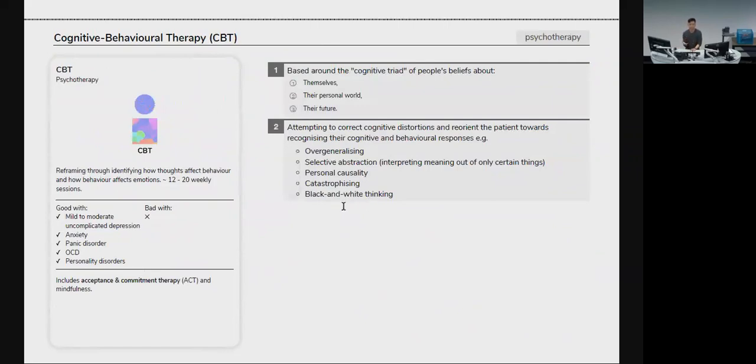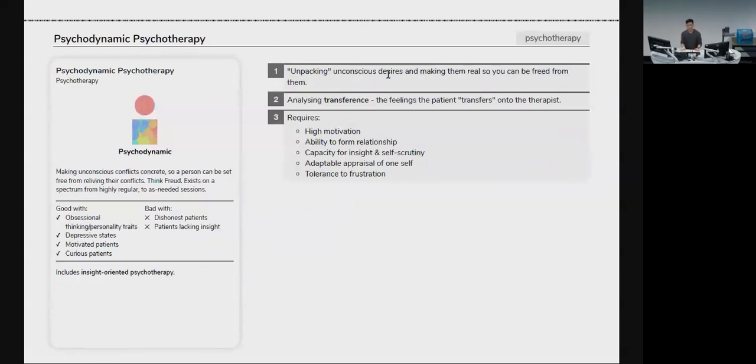So there are these cognitive distortions, which are changes in your perception of reality that cause you to feel hopeless or sad or anxious in some way. And in that respect, CBT is trying to correct those cognitive distortions. So it's good for things like depression or anxiety, where the basis of your feelings might be because you're seeing reality in this distorted way. There's also the cognitive triad of CBT, which is about the relationship between yourself, your personal world, and your future.